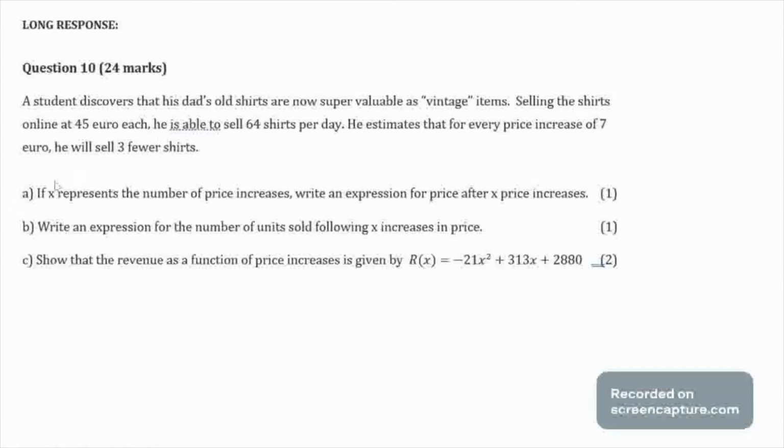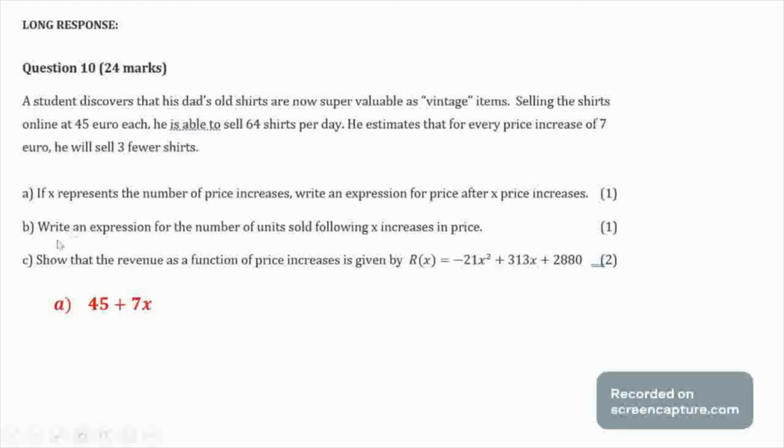Okay, so if X represents the number of price increases, write an expression for the price after X price increases. That is simply this, 45 plus 7X. Why? Because 45 is the original price, and then you add 7 for every price increase for X, right? So if you put an X equals 2 in here, that would be saying like 2 price increases, and then the price would be 2 times 7 plus 45 up to 59, right?